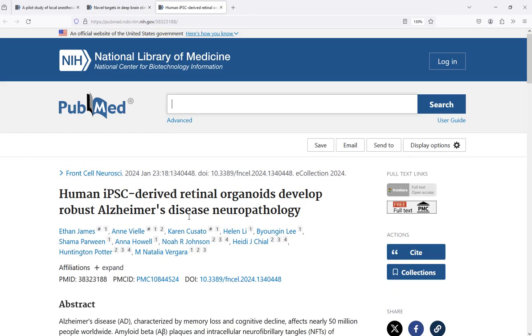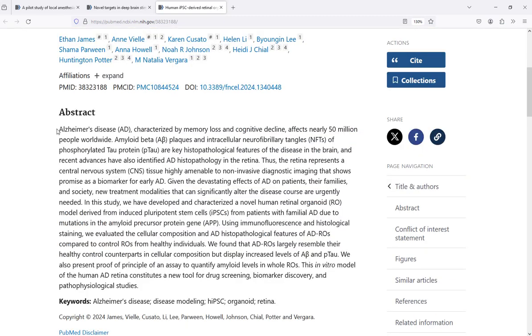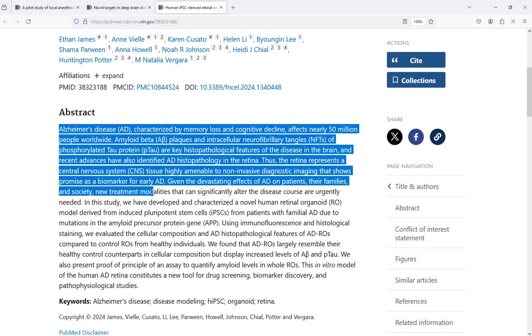Human iPS-derived retinal organoids develop robust Alzheimer's disease neuropathology. All right, so this is from Dr. Vergara's lab, who's in the Department of Ophthalmology. She's taken capstone students in the past. And she talks about Alzheimer's disease, right? So this is step 1. What's known? You can see there's 1, 2, 3 sentences. You can pause and read this if you like.